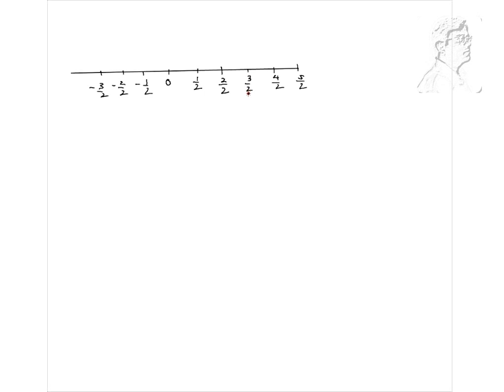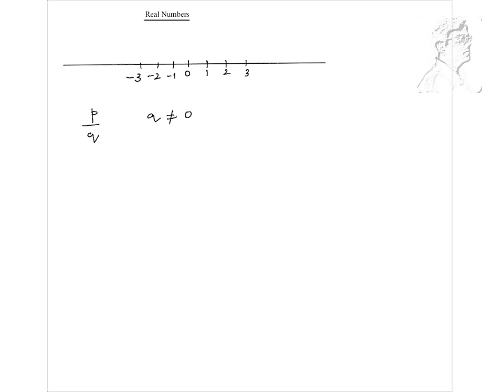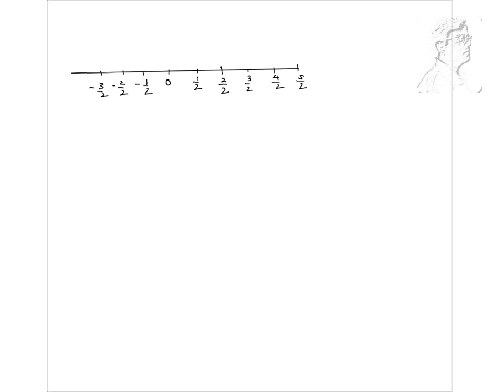3 by 2 is 1.5. It was not there earlier. 5 by 2 is 2.5. It was not there earlier. So many points that were not marked, now we can mark them. This is 0.5, 1.5, and so on. So decimal comes into picture when we talk about rational numbers.